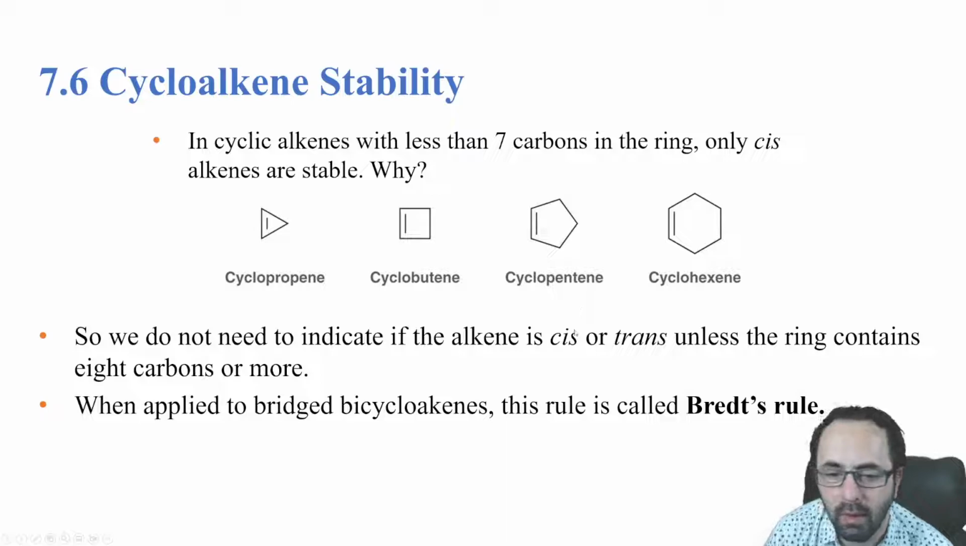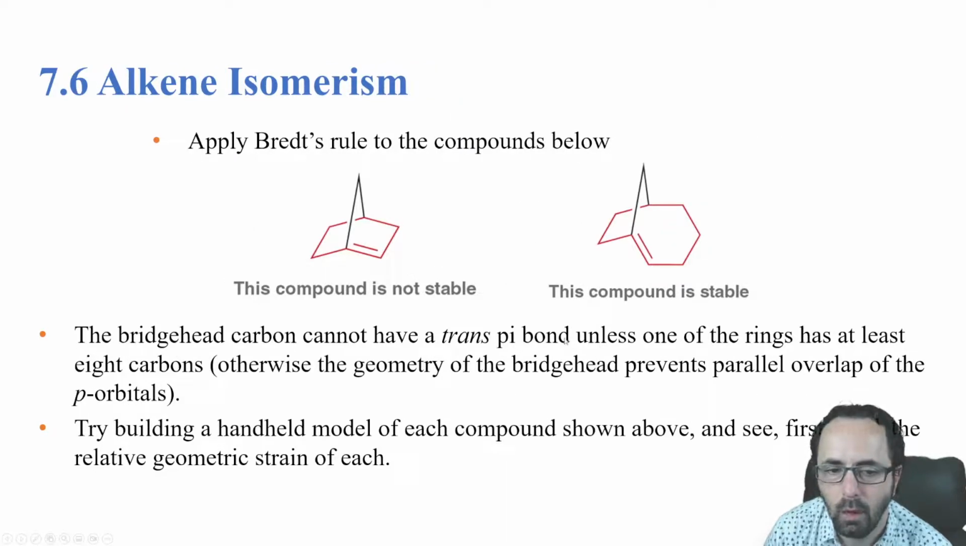So in a ring, we don't have to say cis or trans in terms of the alkene, because we already know they're going to be cis. The same applies for these bicycloalkanes, or bicycloalkenes rather, since these have a double bond. Those in which the alkene will be in a cis conformation increase the stability of the molecule, whereas if only a trans configuration is possible, there's less stability there. And so this is referred to as Bredt's rule.